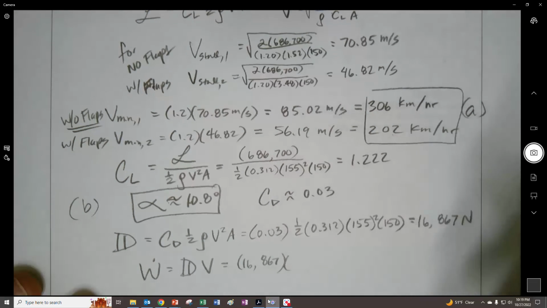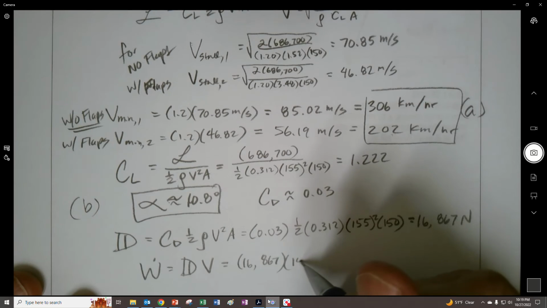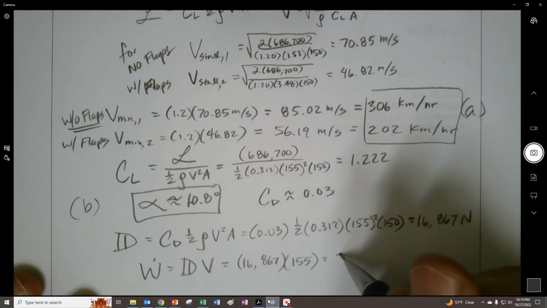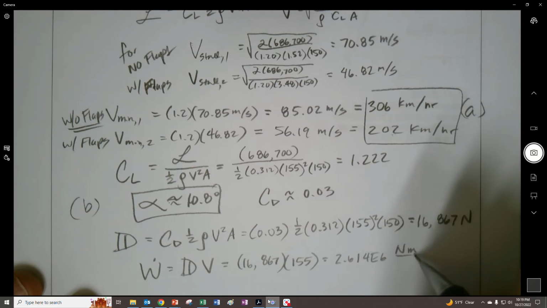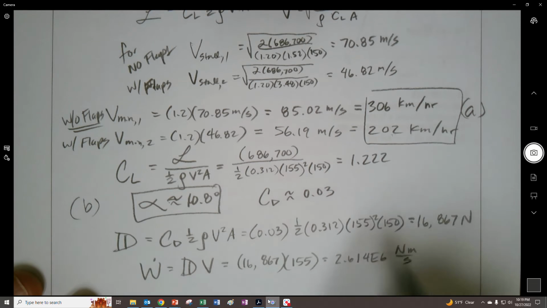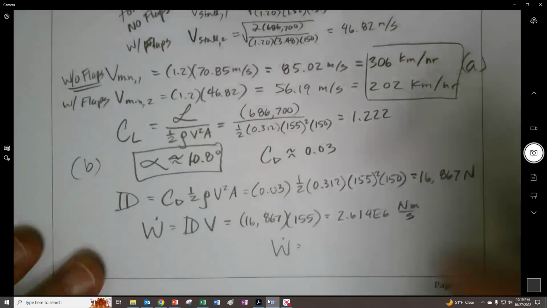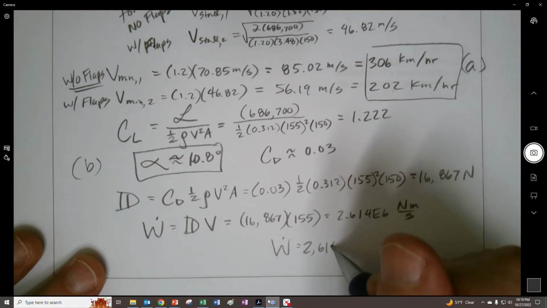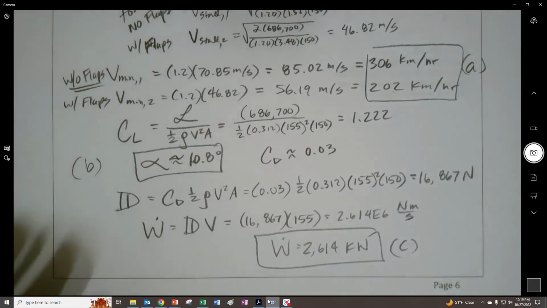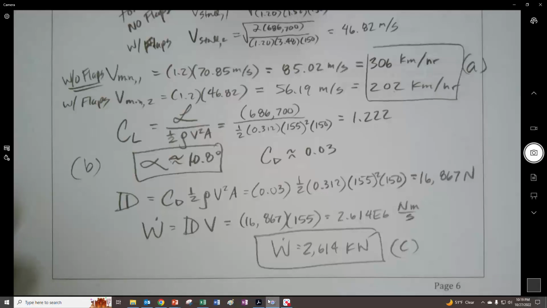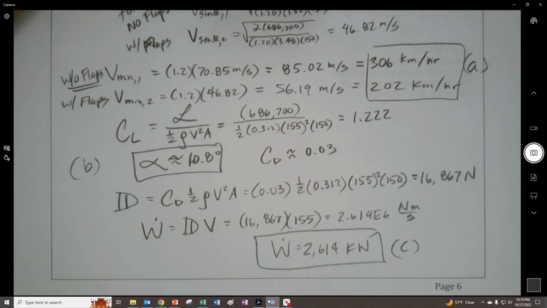So we get 16,867 times our 155, and we're left with 2.614 E6. These are Newton meters per second. But we could divide that by 1,000, and what we will find for our power is 2,614 kilowatts. And that is answer C. I'm right there at the 14-minute point. So that's a good example right there. Once again, that's out of Sengel, so give him credit. That's a good problem. Thank you.